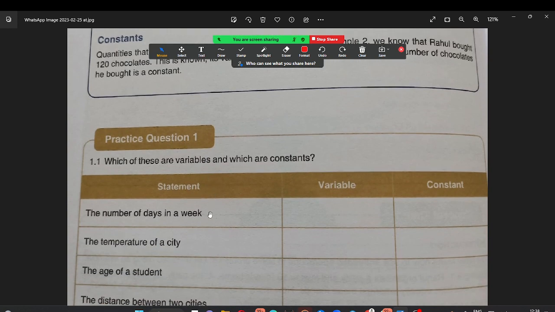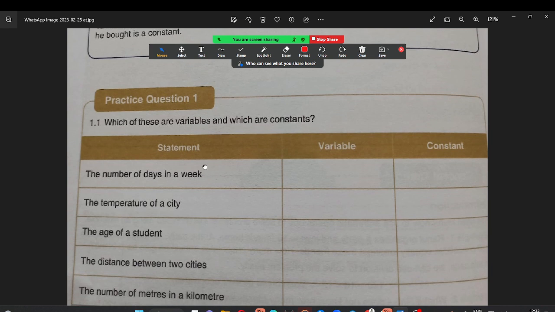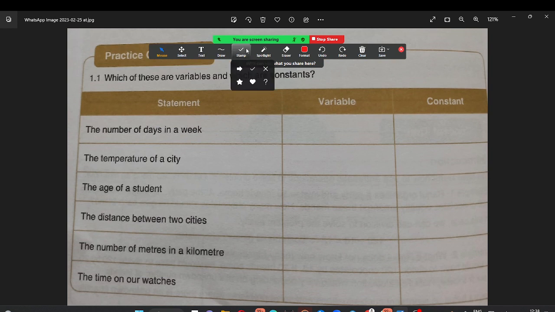So first question is practice question 1. So what is given here, students? It is given that we have to decide whether the given statements are variable and constant, right? You must be knowing, students, that if you talk about the number of days in a week, then it is a fixed quantity, right? The number of days always remains 7. In that scenario, it would be a constant. Make sure to make a tick under the constant column, right?